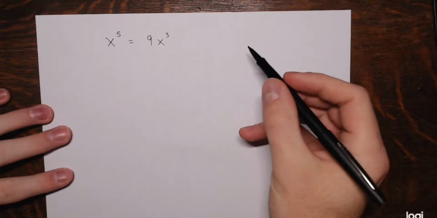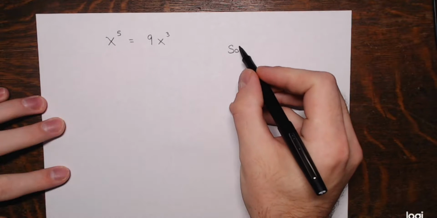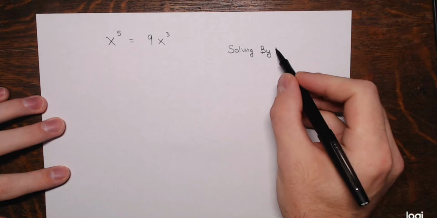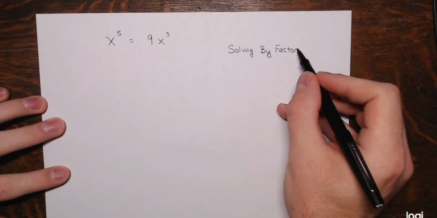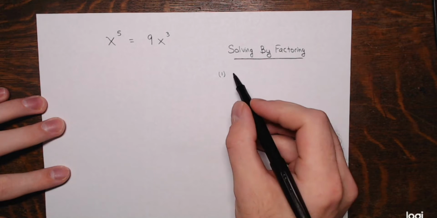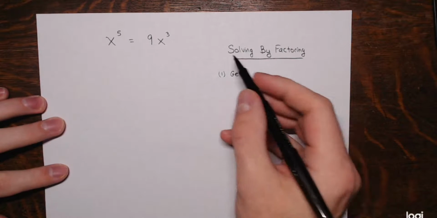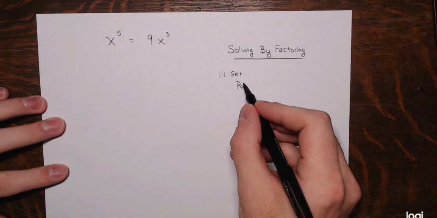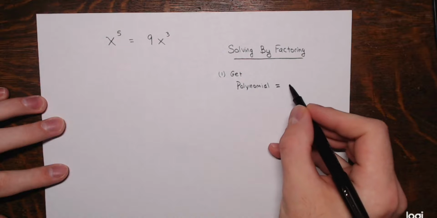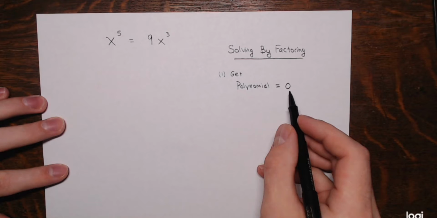And the steps for solving by factoring are the same as with quadratic equations. Now I'll refresh your memory here. I'll write the steps up on the side again. First, these are going to be polynomial equations we're working with, so we're going to get everything to one side, equals 0 on the other. Get everything to one side, 0 on the other.